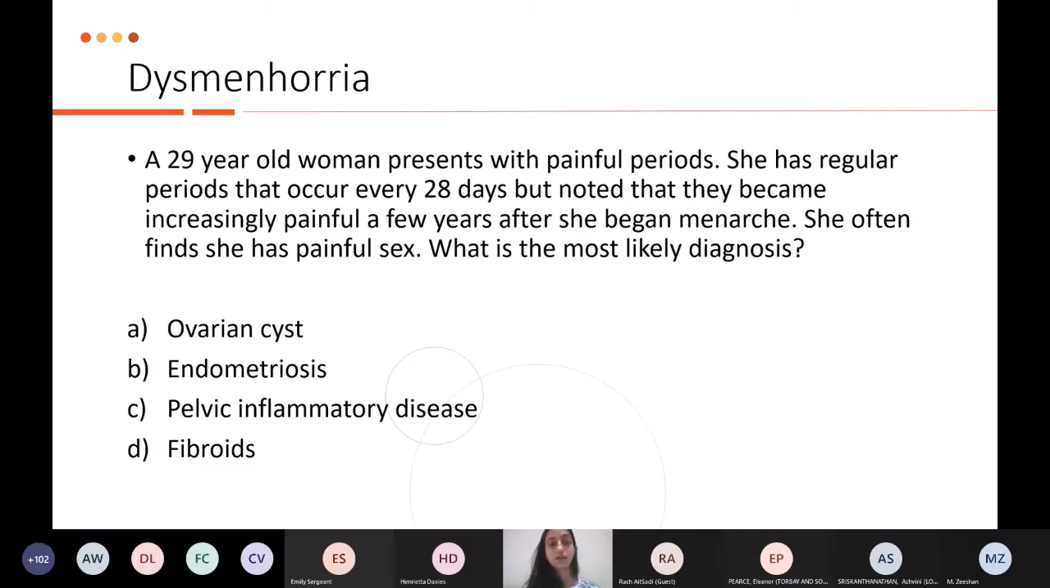So another question. A 29-year-old presents to you with painful periods. She gets regular periods, they occur every 28 days, but a few years after she began having periods, they started becoming increasingly painful, and she's noticed that when she has sex, it's quite painful as well.